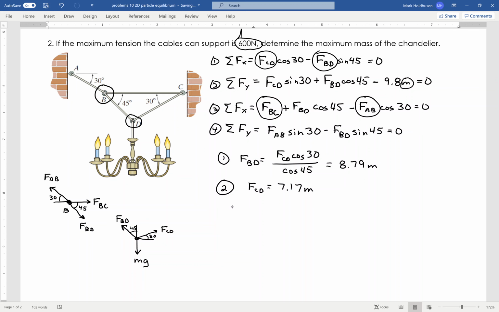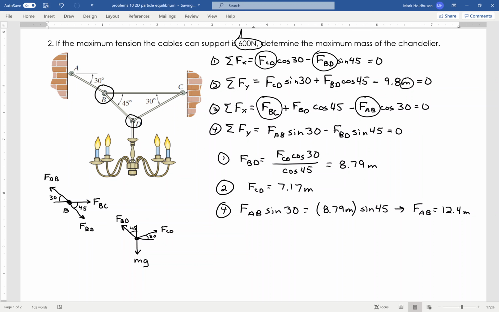But now knowing that, I can continue down through these equations, plugging in what I know. Actually, let me do 4 first, because 4 only has one new unknown in it. Because now I know FBD, and I can plug that into that, right? So let me just take the time to write this one. FAB sine 30 equals 8.79 m, right? That's what FBD equals, times the sine of 45. And then from that, I can find that FAB equals 12.4 m. So now what I know is that one's the leading candidate to be the largest because it's bigger than the other two, right? 12.4 is bigger than 8.79.